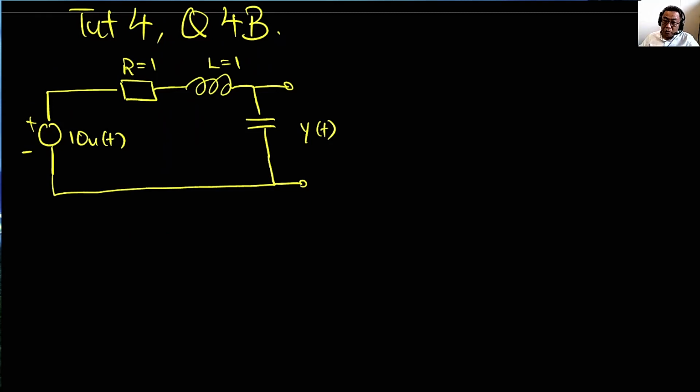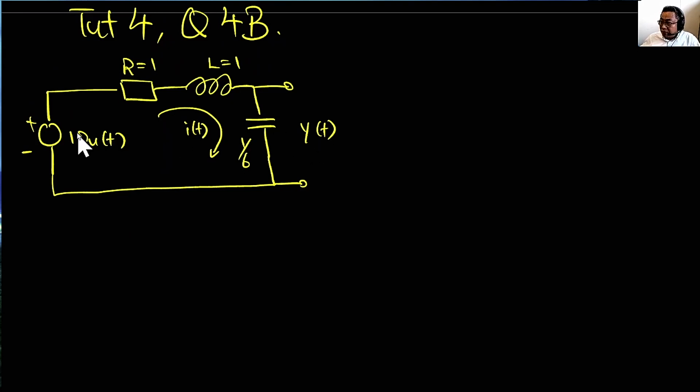We now continue tutorial 4, question 4B. In this example, the thing that is changed is that we will change the voltage source to be a unit step times 10 volts. So it's 10 volts being applied at time 0. And this is again IT. And we also change the resistor to 1 ohm. Inductor remains as 1 Henry and the capacitor is 1/6 farad.